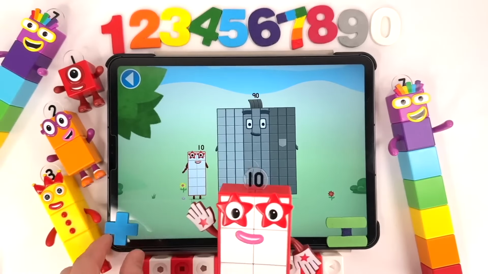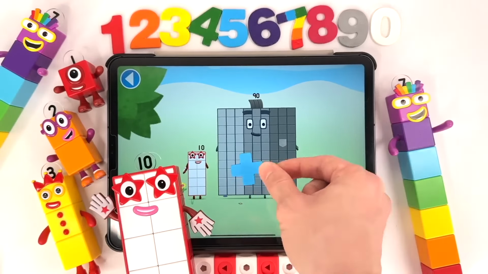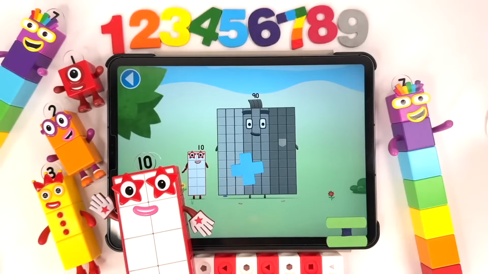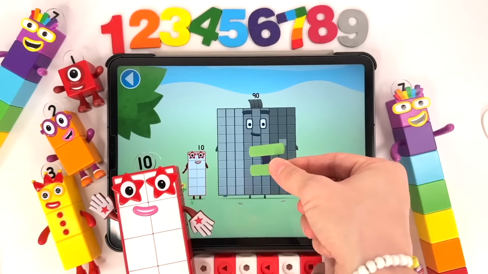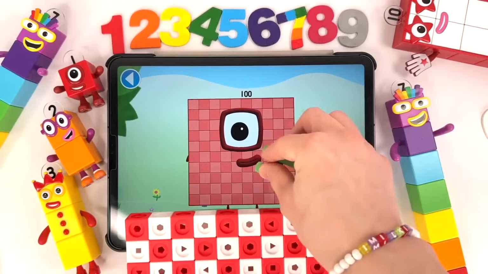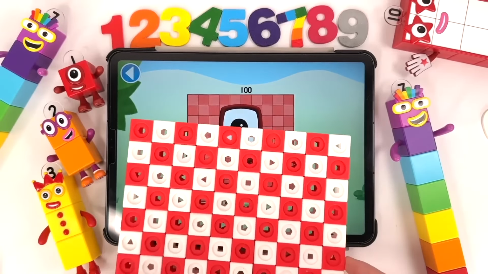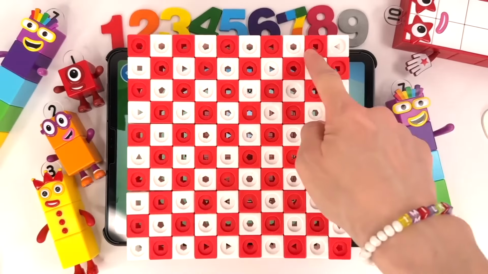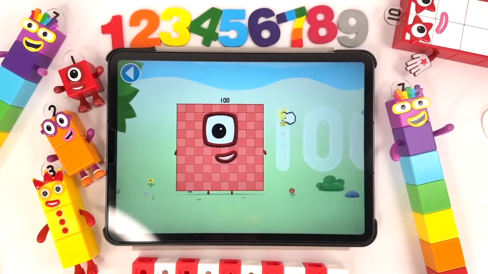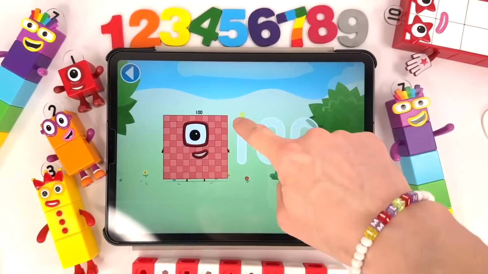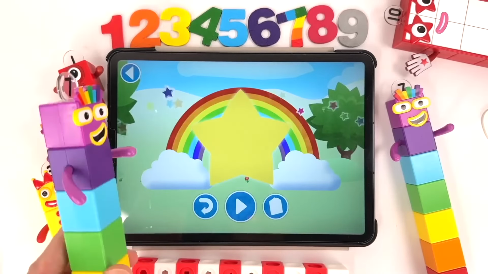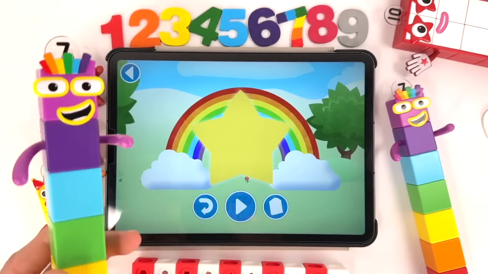Number block 10 plus number block 90 equals. Drag number block 10 onto number block 90. Hooray! 100. This is number block 100. Big number block is made up of 100 and lots of 10. 10 lots of 10 on top of the world. Big number block. But we need very big number block. Yay! Wow! Let's count next big number.